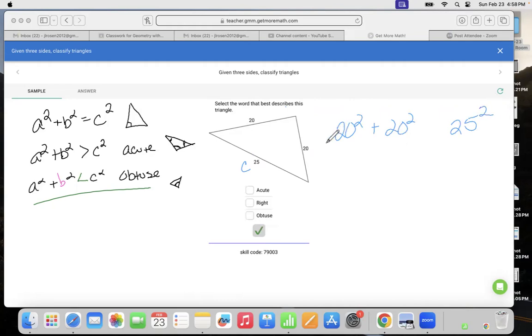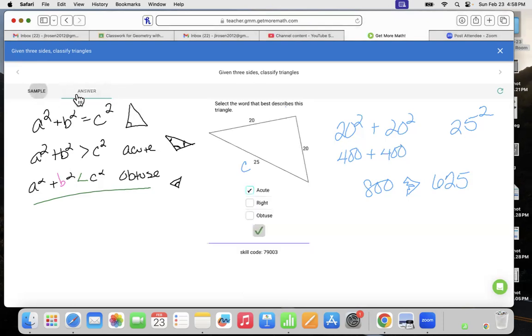So 20 times 20 is 400. And that means 400 plus 400 is 800. And 25 times 25 equals 625. So 800 is definitely greater than 625. Remember, this eats the bigger one. So that's going to be an acute triangle again. All right, let's check our answer. It's A, which is acute.